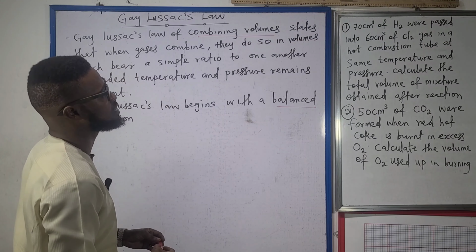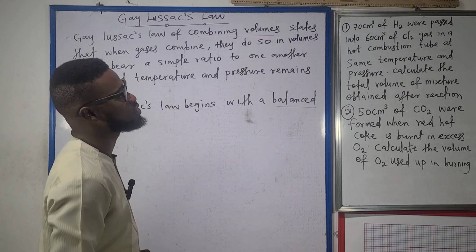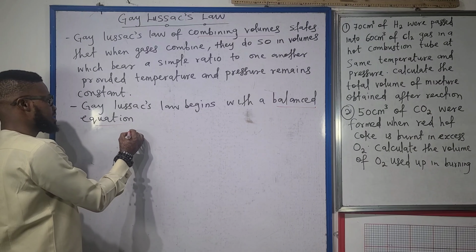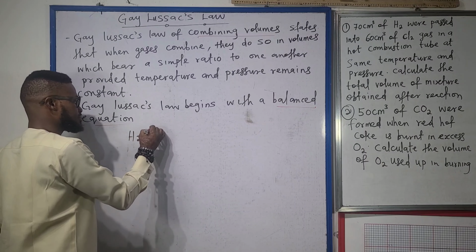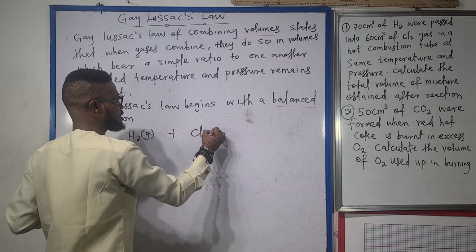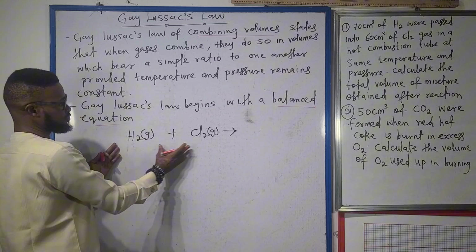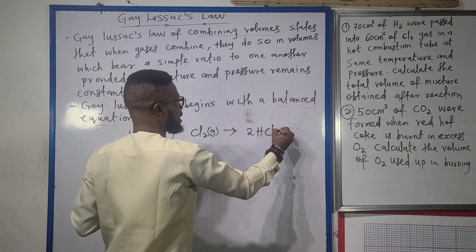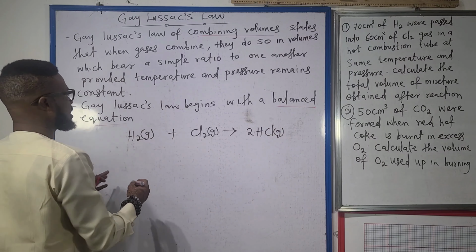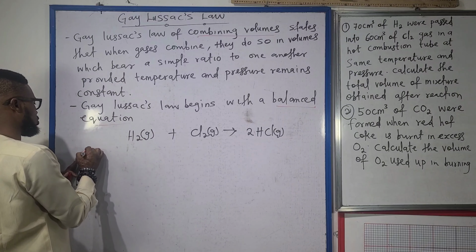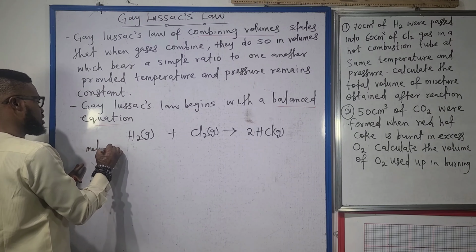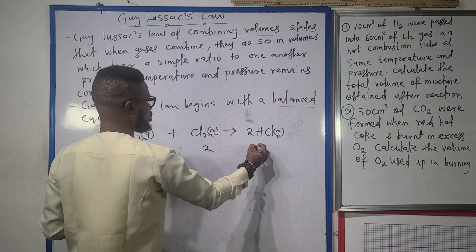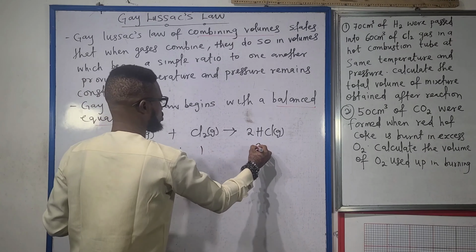Looking at the first question, it states 70 cm cube of hydrogen were passed into 60 cm cube of chlorine. What that means is that you have hydrogen gas passed into chlorine gas. In this case, for us to have a balanced equation, this is going to be 2 moles of hydrogen chloride gas. So what we basically have here, the mole ratio, is 1 to 1 to 2.